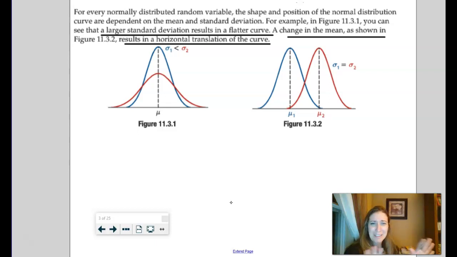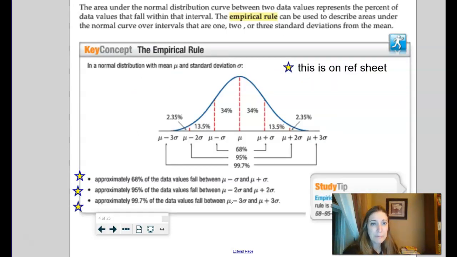And they have clearly different means. So they didn't quite match up, and that was expected. But if you have the same mean but a different standard deviation, I think that's a good diagram that shows you what happens to the normal distribution and what happens to the data. If we were doing a traditional test, we would give you a reference sheet that would have the empirical rule. And I'm going to show you what's going on in this empirical rule here.